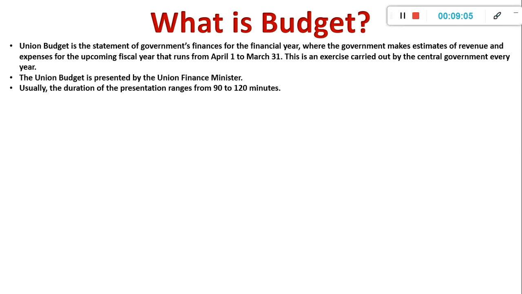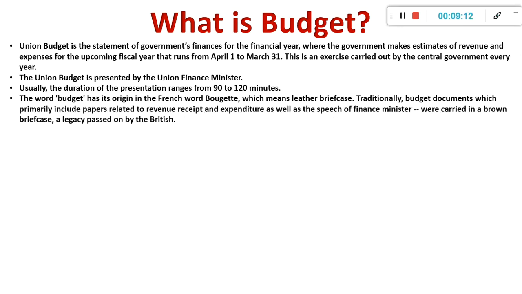Now it is presented by the Union Finance Minister. Usually the duration is 90 to 120 minutes. This is like an average, or like how it was when it started many years back. Now, the word budget is actually from a French word. I don't know how we'll pronounce that, baguette or whatever. So this word is taken from that. Traditionally it means the leather briefcase, actually a red or brown colored one.